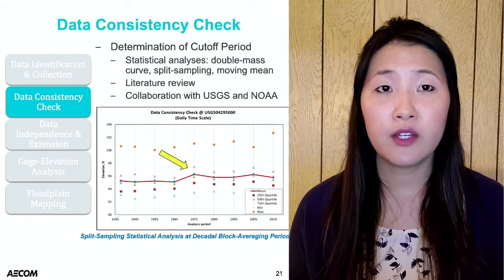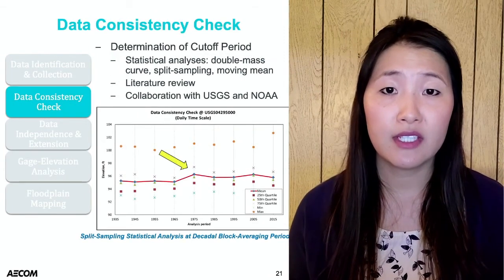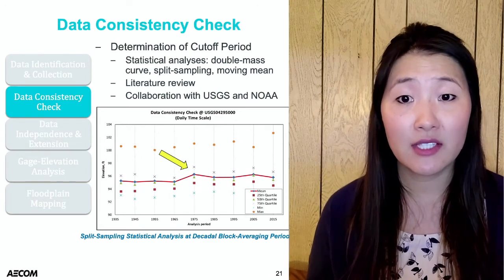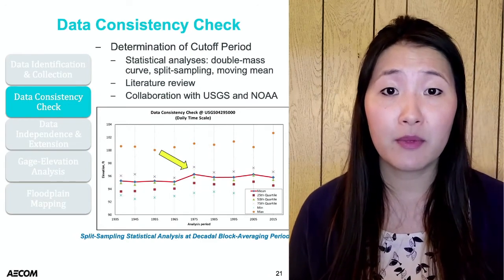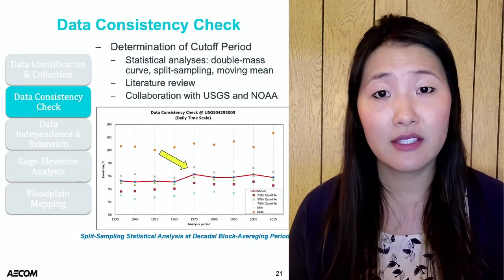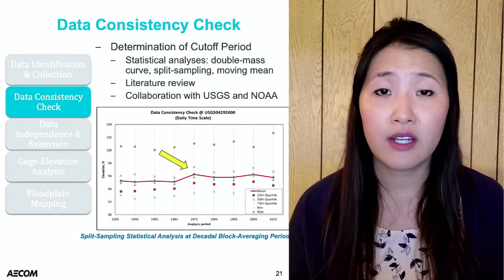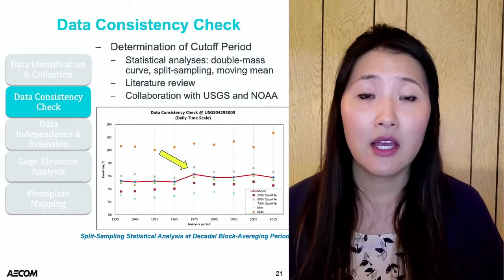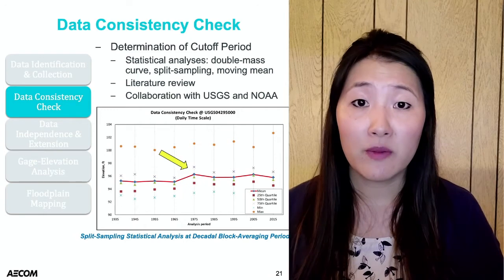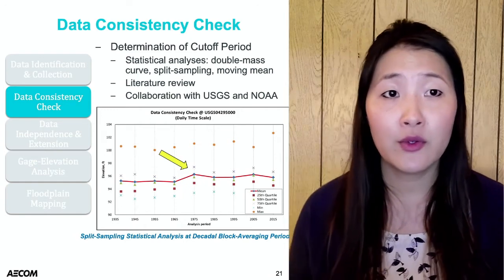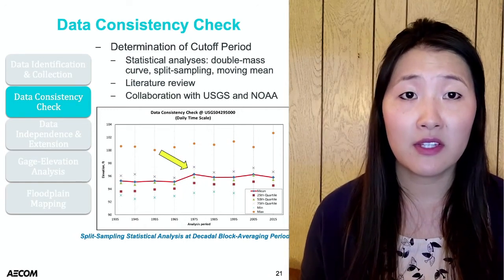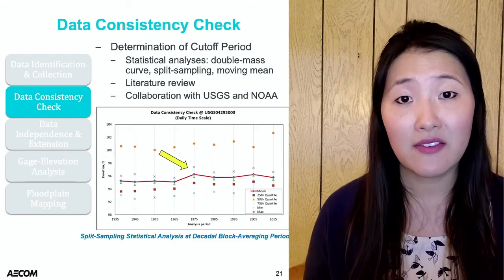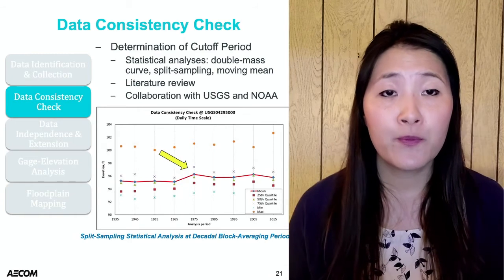To support the water level shift noted in previous studies, the project team used several methods to determine, 1, if the gauge data supported this, and 2, the cutoff period for the gauge frequency analysis. Some of the methods used to identify the cutoff period included double mass curve analysis, split sampling, and moving mean analysis. The latter two reveal that there is a sharp shift in the observed data statistics between the late 1960s and the early 1970s, as shown in the figure here.